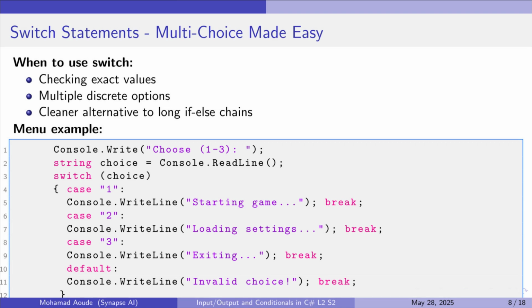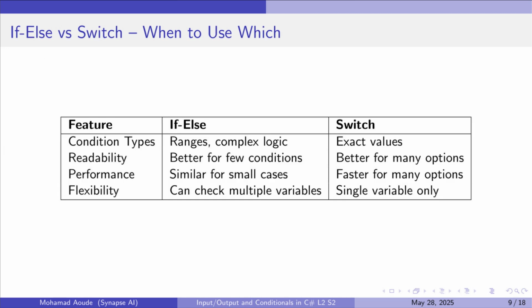When you need to handle many discrete options, a switch statement can be clearer than a long if-else chain. You read the user's choice, then use case labels to match exact values, with a default for any unmatched input. Each case ends with break to prevent fall-through. Use if-else when you need ranges or complex logic. Use switch when you test a single value against many exact possibilities.